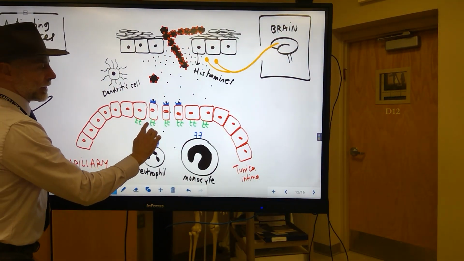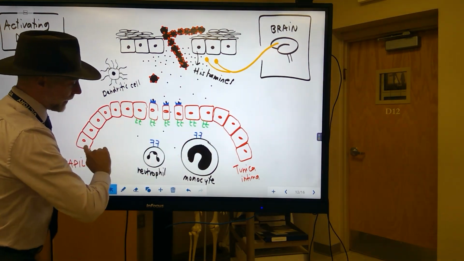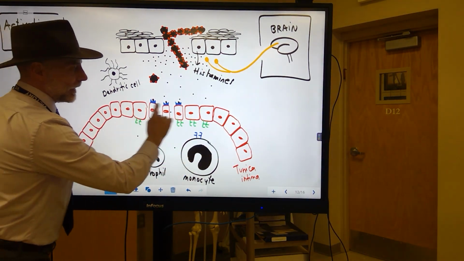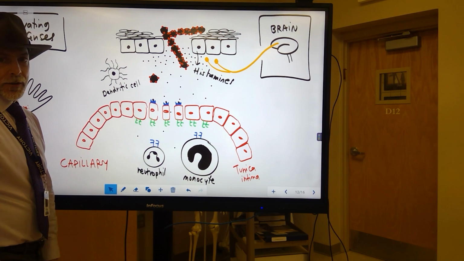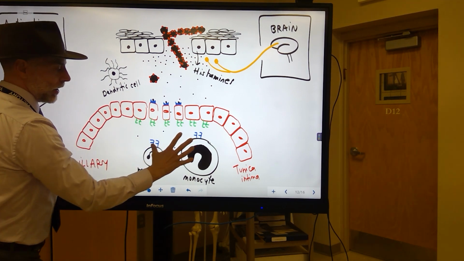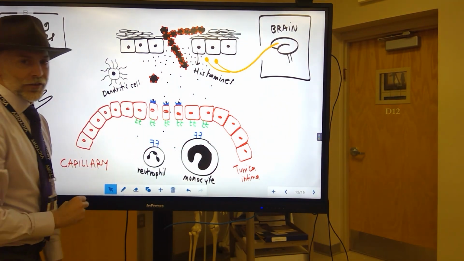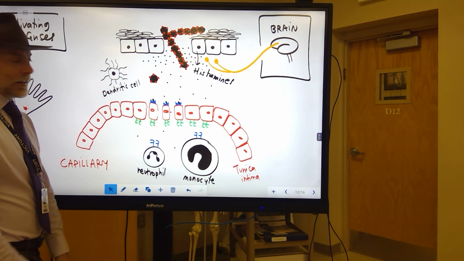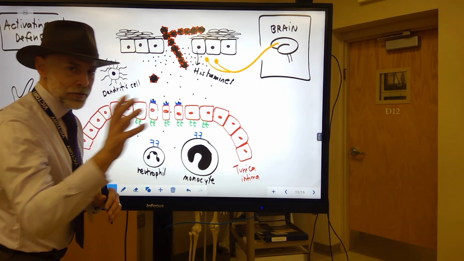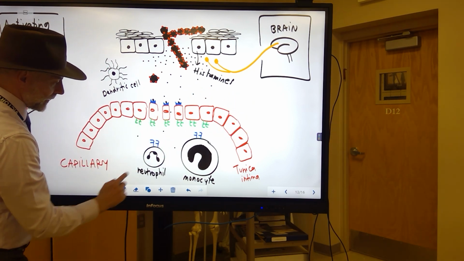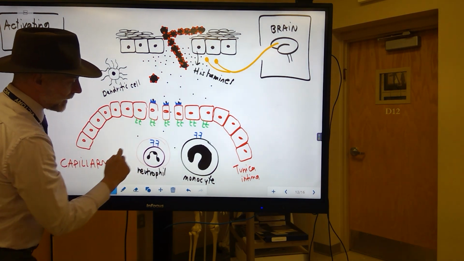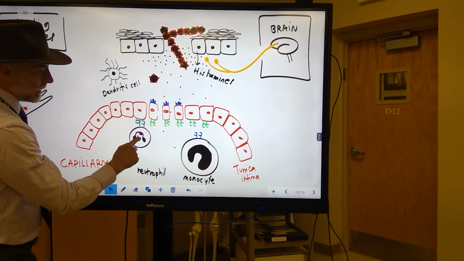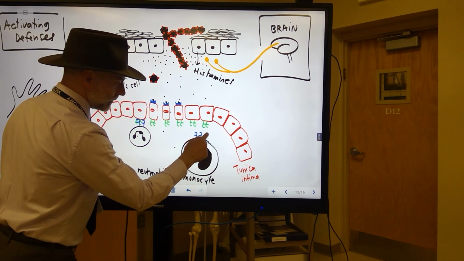I don't know if you noticed, but there are these little green molecules on the surface of these endothelial cells of the tunica intima. And there are also these little blue molecules on the two white blood cells. They look like they stick. They do stick. And as a neutrophil is moving through a capillary, if it bumps into these, they behave like Velcro, and they attach to each other.